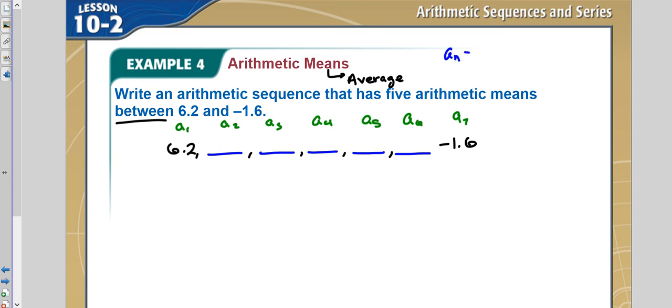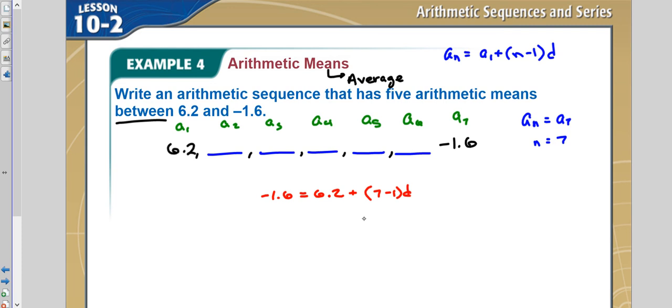Remember how it said a sub n equals a sub 1 plus n minus 1 times our difference? Well, let's start with saying if a sub n, in this case, is going to equal a sub 7, our last term, then we would say n equals 7, and we could solve from there. What's our nth term? In this case, it's here. So we'd say negative 1.6 equals our first term, which is 6.2, plus n, which again, n is 7. Oops, 7 minus 1, I'm sorry. 7 minus 1 there, times the difference. Now, we don't know what the difference is, but we're about to solve for it.